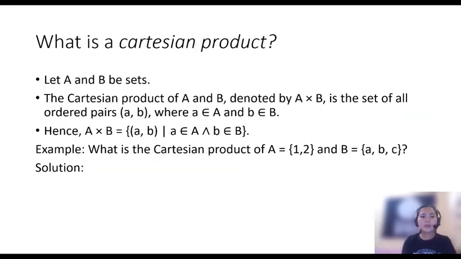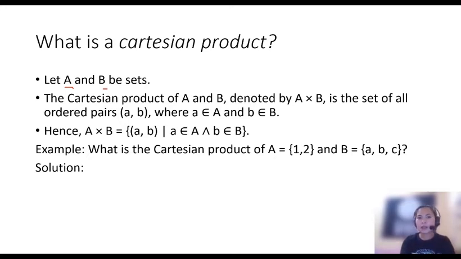Now, let's proceed to the Cartesian product. Many of the discrete structures we will study in later chapters are based on the notion of the Cartesian product. The Cartesian product is named after René Descartes. We first define the Cartesian product of two sets. Let's say we have sets A and B.